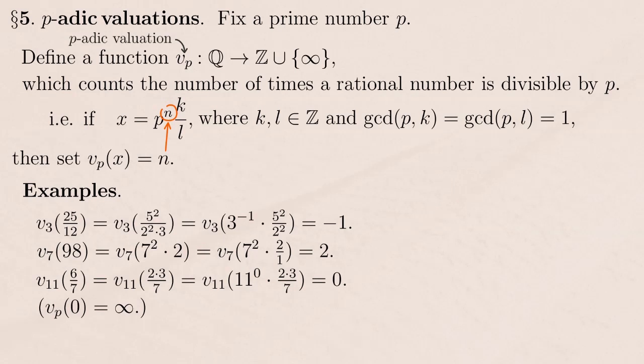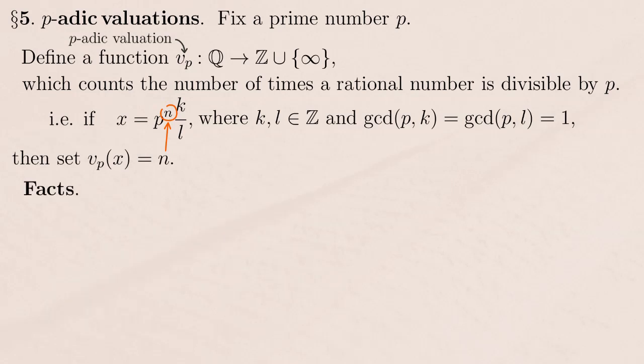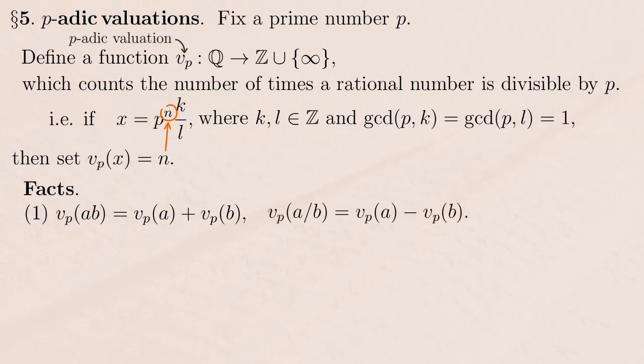Here are some important facts for our purposes. Firstly, vp of a times b equals vp of a plus vp of b. And likewise, vp of a divided by b is vp of a minus vp of b.